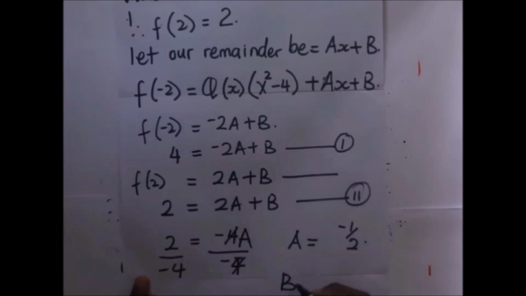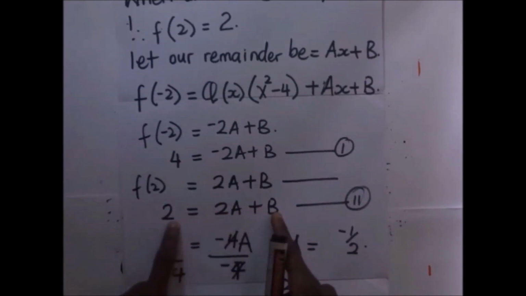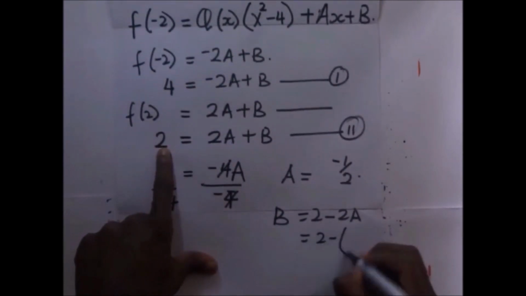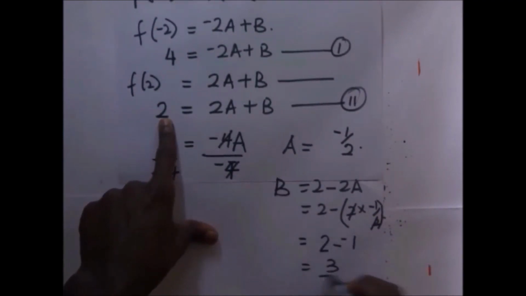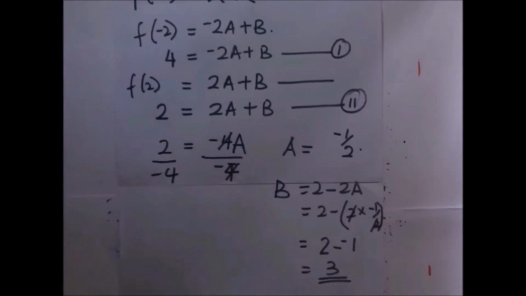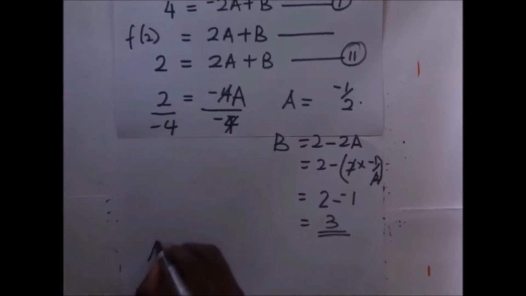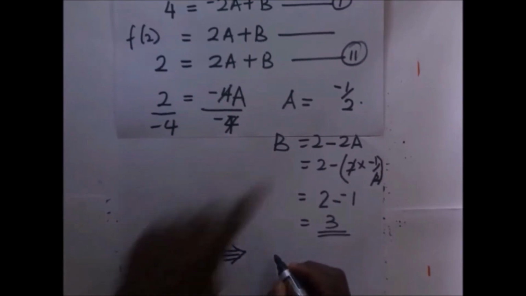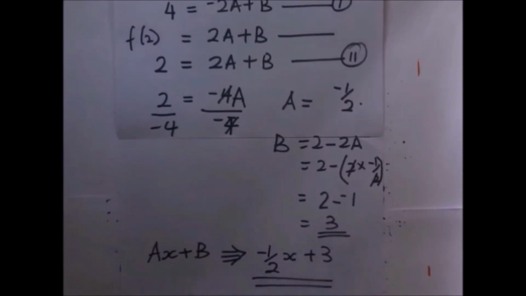So our value of b, if we make b the subject of the formula in this equation, is going to be 2 minus 2a. So our value of b is going to be 3, and our value of a is going to be negative a half. So from ax plus b, our factor is going to become negative a half x plus 3. And that is going to be the factor we've been looking for.